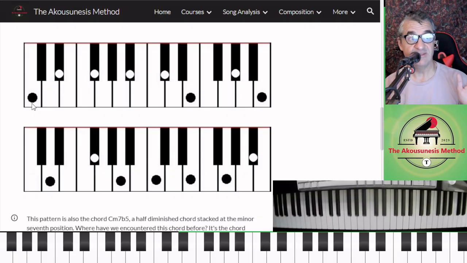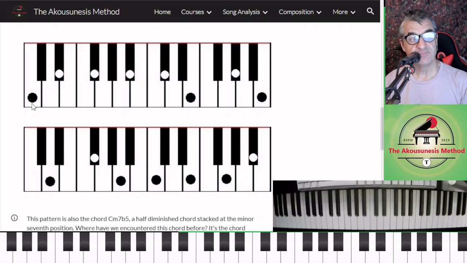Right? And that's what the Akousunesis method is focused on. Just enough theory, right? Even though there is complicated theory, it's just enough to help you become more creative on the piano, right? All right, so let's get back to the lesson. I'm giving you a bit of context, but let's get back to this lesson.